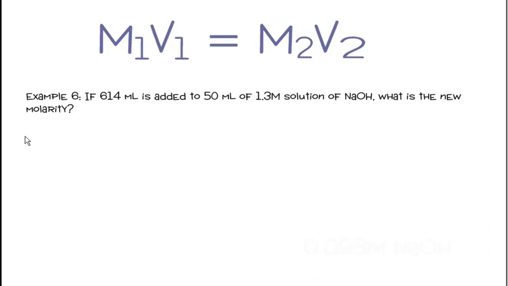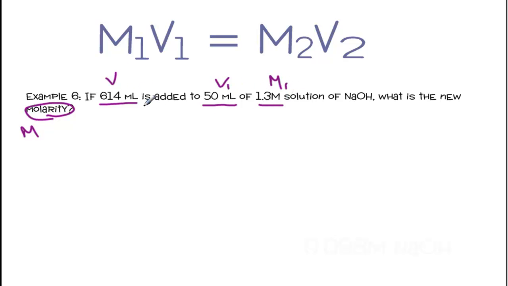Our next example, we have 614 milliliters added to 50 milliliters of 1.3 molar solution of NaOH. What is the new molarity? Alright, so I'm trying to find a molarity. Now, I've got a couple of different volumes here, but we have to pay attention. Now, 50 milliliters of 1.3 molar solution, those have to go together. So I'm going to call those my 1s.